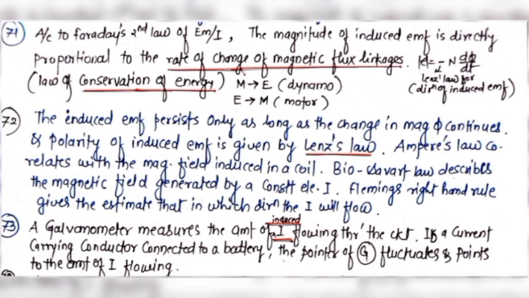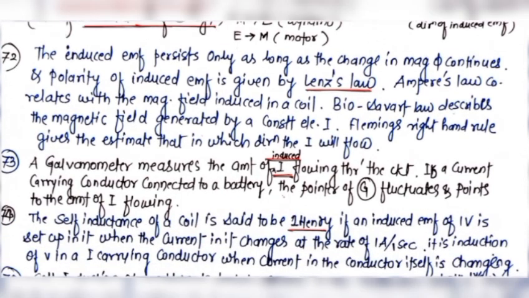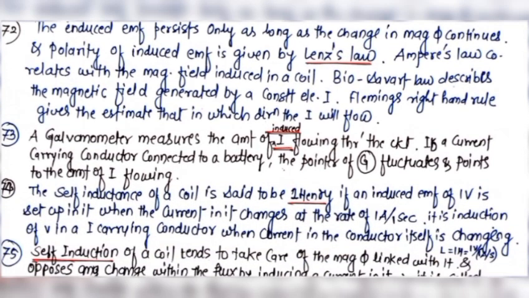The law of conservation of energy applies: mechanical to electrical, that is dynamo, and electrical to mechanical, that is motor. The induced EMF persists only as long as the change in magnetic field continues, and the polarity of the induced EMF is given by Lenz's law. Ampere's law correlates with the magnetic field induced in the coil. Biot-Savart's law describes the magnetic field generated by a constant electric current. Fleming's right-hand rule gives the direction in which the current will flow.